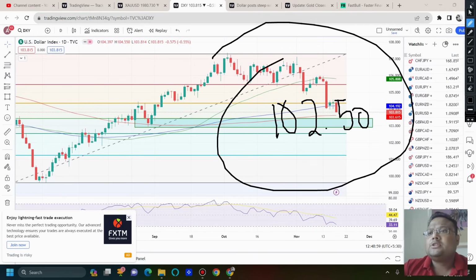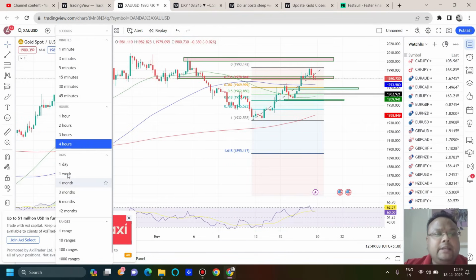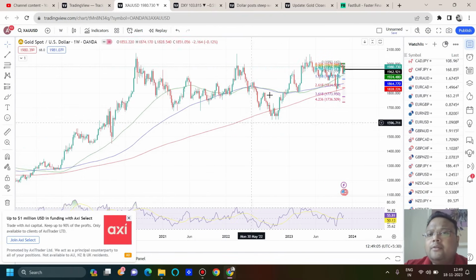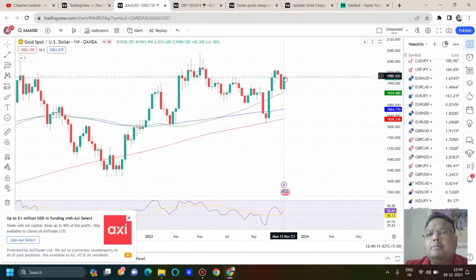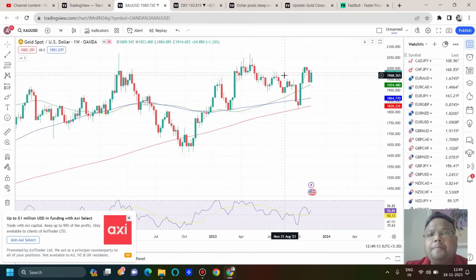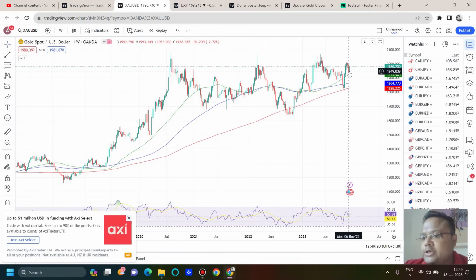Okay, now let's have a look at the chart of gold. At first, let's look at the weekly chart here. If you look at the weekly chart of gold, we can see this week the market has formed a big green candle. Let me remove the drawings here. The market has formed a big green candle here. And if we just observe the plain chart, we can see the market is getting bullish again.